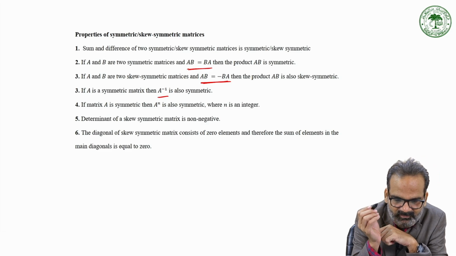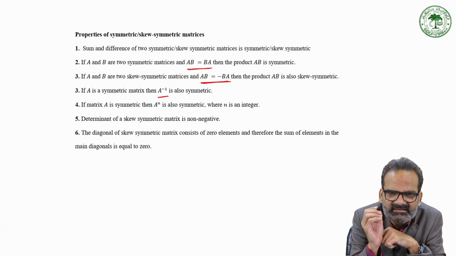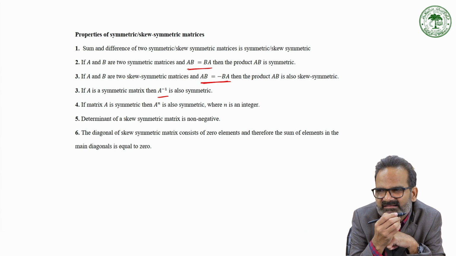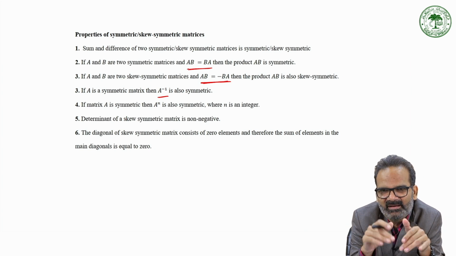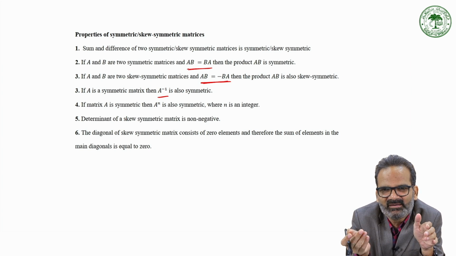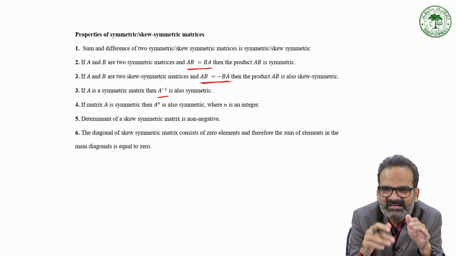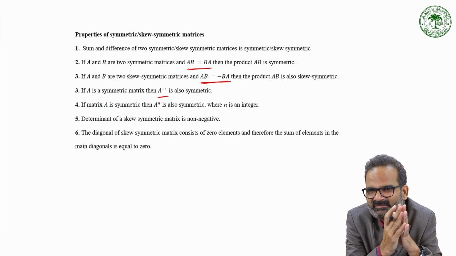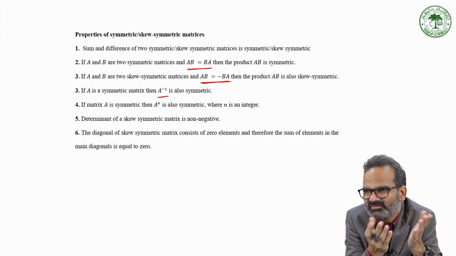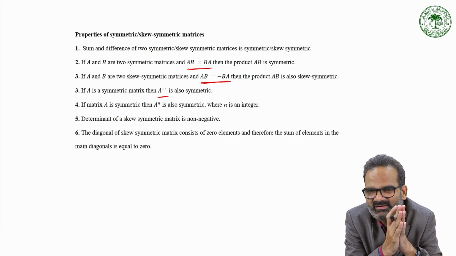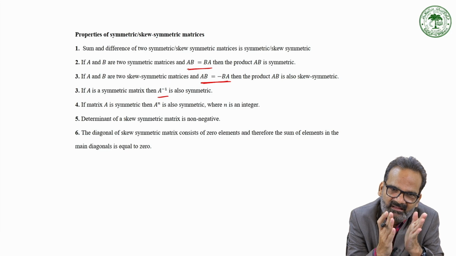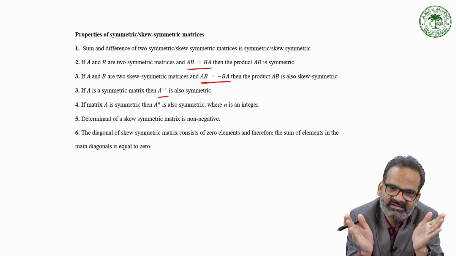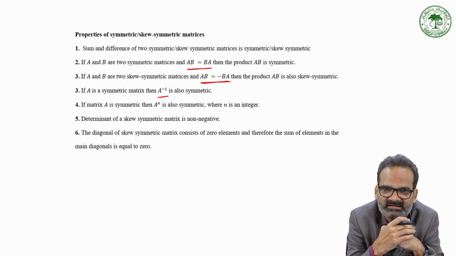Property 4: if matrix A is symmetric, then A raised to the power n is also symmetric, where n is any integer. It means for any matrix which is symmetric, if you multiply the matrix with itself any number of times, you will again get a symmetric matrix. If A is symmetric, then A square is symmetric. If A is symmetric, then A into A 5 times, A5, is symmetric. So like this, A into A n times, An, is also symmetric.